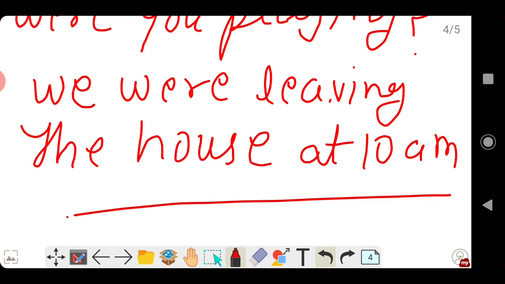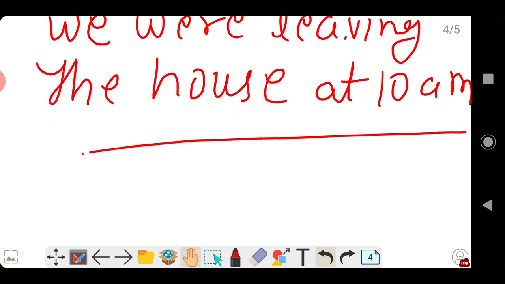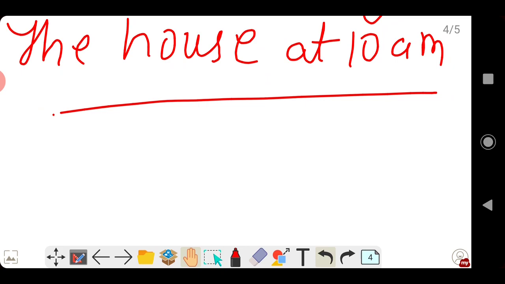We were leaving the house at 10 a.m. Here, 10 a.m. is an object. We were leaving: we is the subject, and this subject is combined with were, the auxiliary, and the main verb leaving the house at 10 a.m. By doing it this way, you can have an idea about the past continuous tense, because this is one of the simplest tenses. If you have any doubt, please ask me.